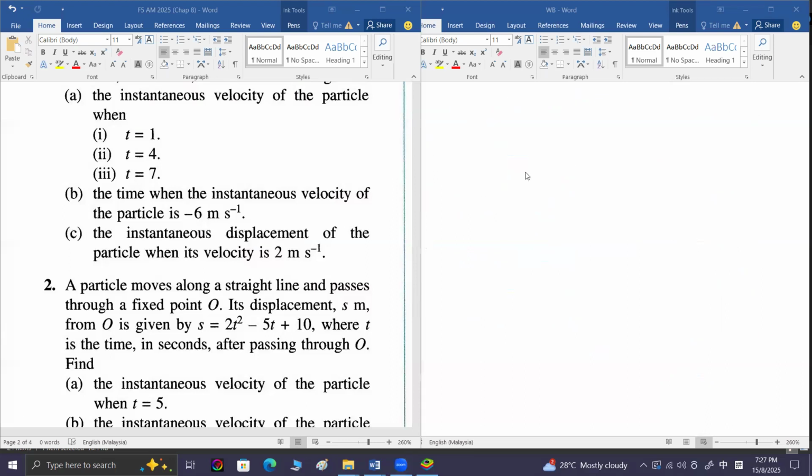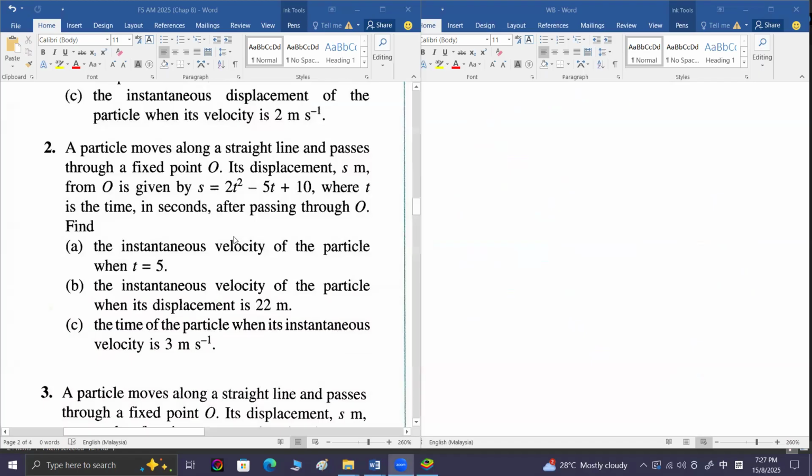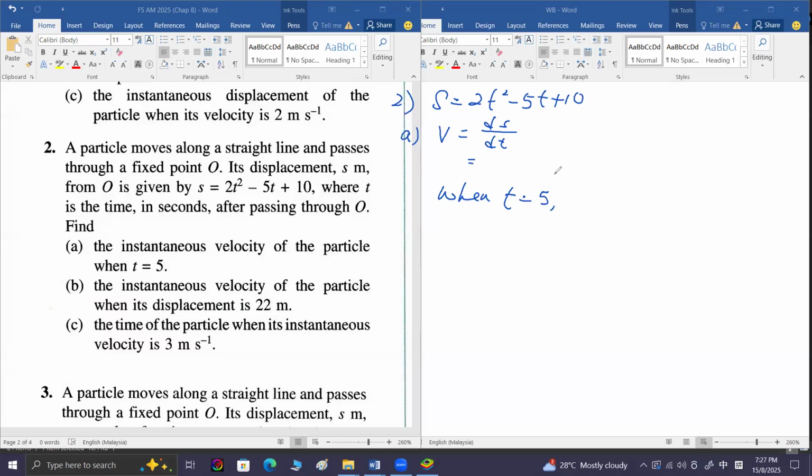And look at number 2. Okay, so you just read, as given. Find what? Find velocity. So it's the same, like number 1. This one, I leave it to y'all. You find V, do ds dt. Then when t is 5, you substitute here to get the velocity. Okay?